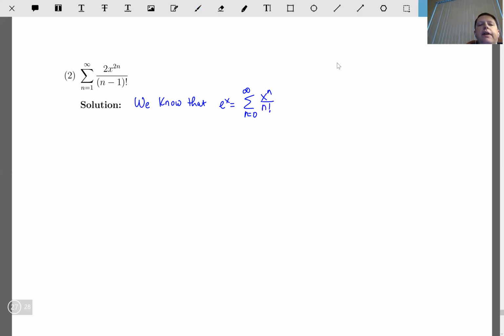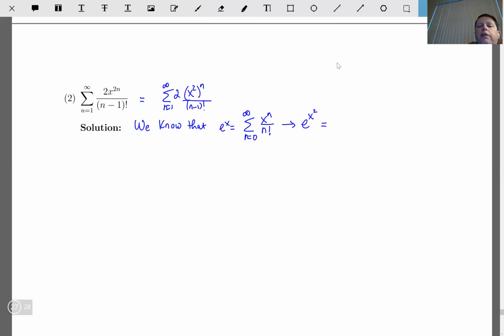And we have this x squared, x to the 2n, which if you think about this, I could just take the 2 out if I wanted. But let's just leave it there. We don't care. Think of this as x squared to the n over n minus 1 factorial. And so we might think, oh, wait, maybe an e to the x squared would be a good idea to look at.